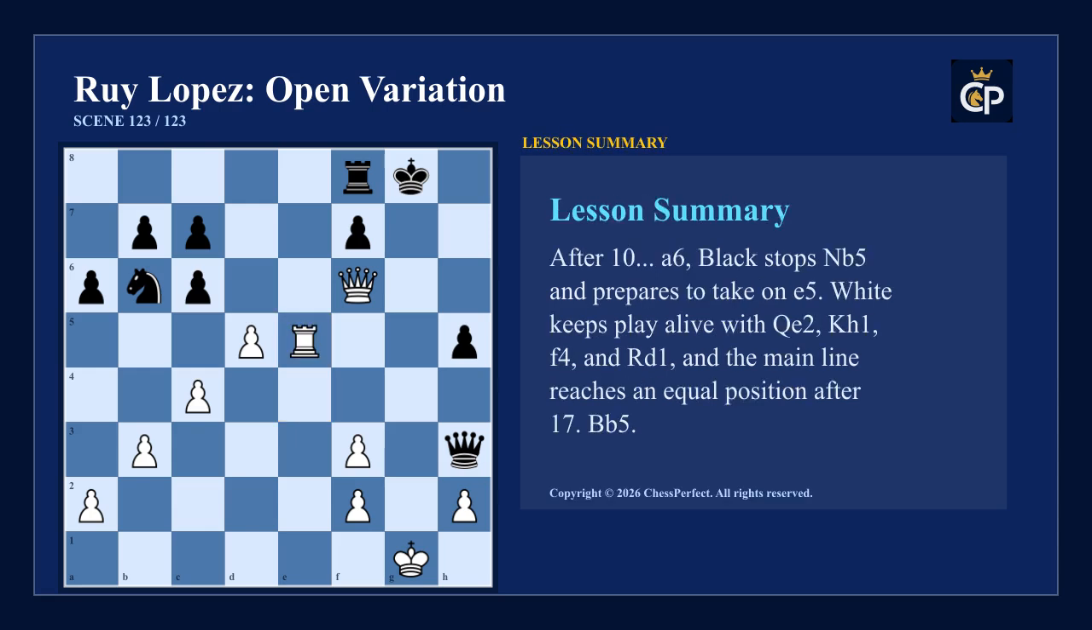As we saw in this lesson, after 10. a6, black stops knight b5 and prepares to take on e5. White keeps play alive with queen e2, king h1, f4, and rook d1, and the main line reaches an equal position after bishop b5.